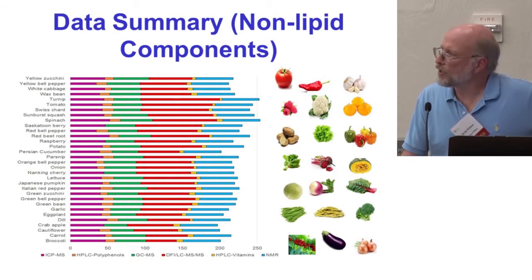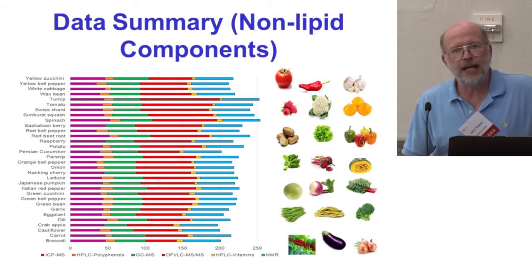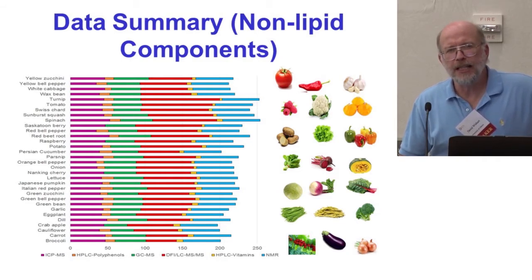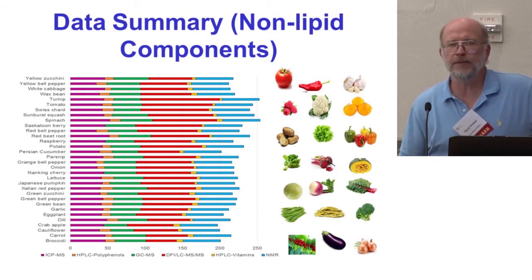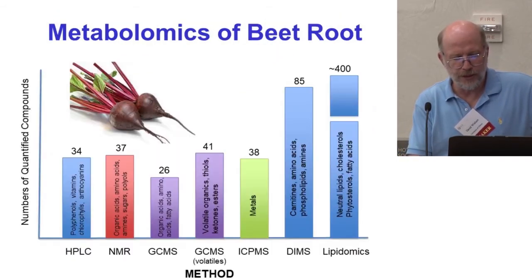This is kind of a hard-to-read graph, but just summarizing with the different colors the number of compounds that we would measure for different food items for different platforms. So it's just highlighting the fact that to do metabolomics, you actually do need more than one type of instrument. In this case, they're using 4 or 5 major instruments. And for the non-lipid components, we could routinely get between 200 and 250 compounds.